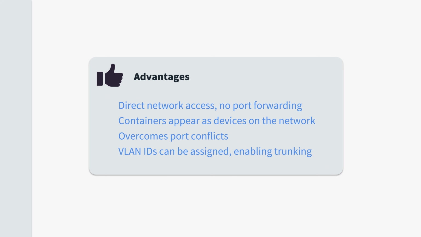Containers are placed directly on the external network, so there is no port forwarding required. This can simplify firewall configuration, since each container can be referenced directly by its own IP. We also avoid port conflicts entirely, because each container has its own IP address, and therefore it has access to the full port range. We can even assign VLAN IDs, making it possible to configure trunking to an upstream switch.